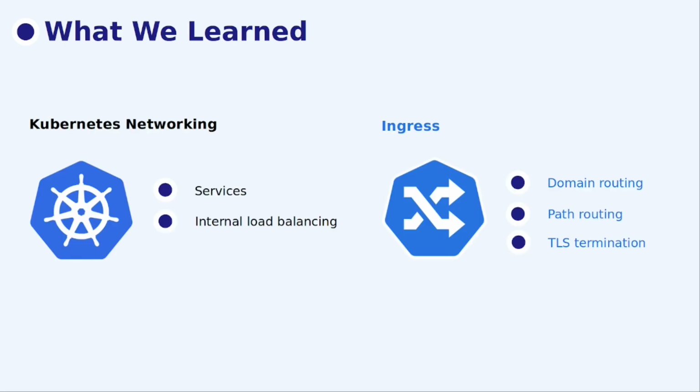What we learn after completing this project, we now understand how Kubernetes networking works in real-world applications. We explore how services enable internal communication. We learn how Ingress exposes applications to external users, and we saw how routing rules allow multiple services to operate under a single domain. These concepts are fundamental when building scalable microservice platforms on Kubernetes.